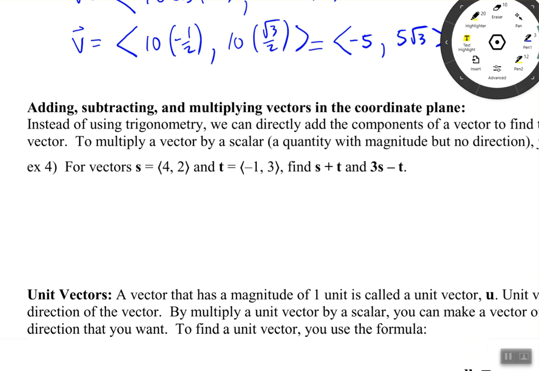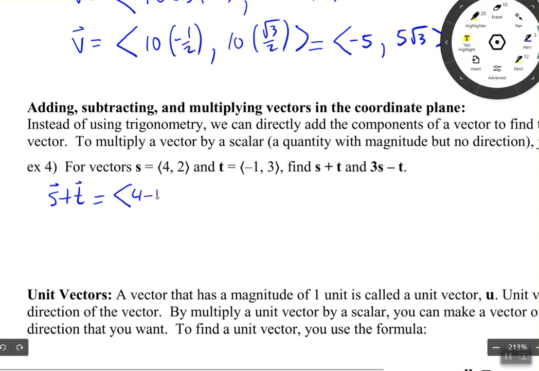So if we want s plus t, are we going to just take the x components and add them? So I'm going to do 4 minus 1, and then add the y's, 2 plus 3. So it is going to be 3 comma 5. Was that easy?